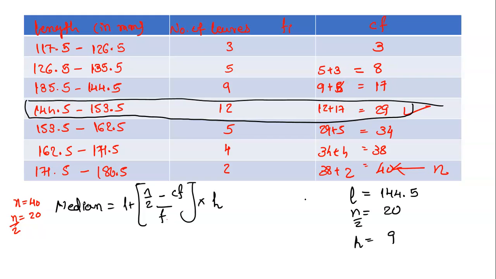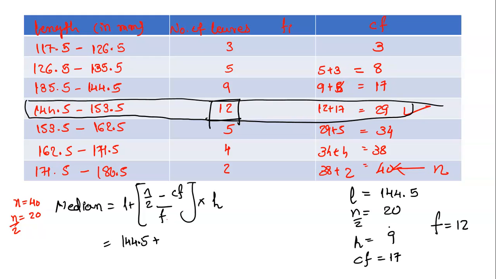Okay, and now what about CF and F? CF is what? Cumulative frequency, the cumulative frequency preceding the median class, so that is 17. So CF is equal to 17, and what is your F? F is your frequency, the frequency of the median class. So F is equal to the frequency of the median class, which we have to consider.